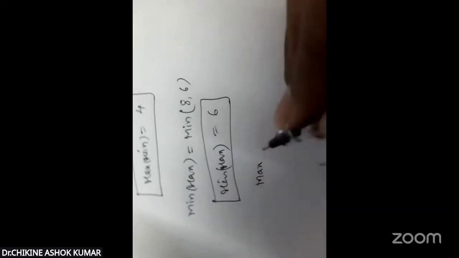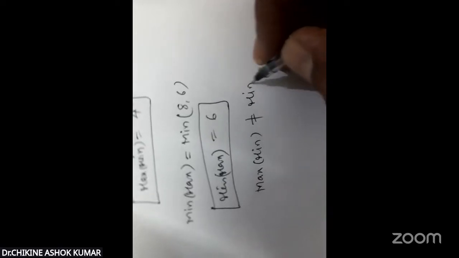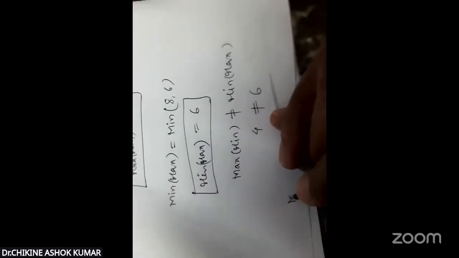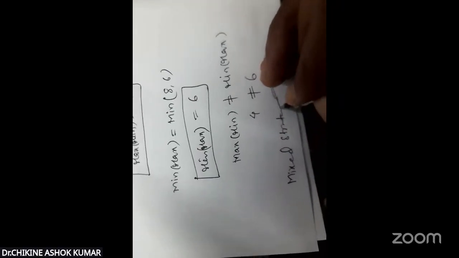So, what is the maximin value? It is 4. The minimax is 6. So these two are unequal. That is, maximin does not equal minimax. I got maximin as 4 and this is not equal to the minimax value. Therefore, it is an example of a mixed strategy. Is it clear?